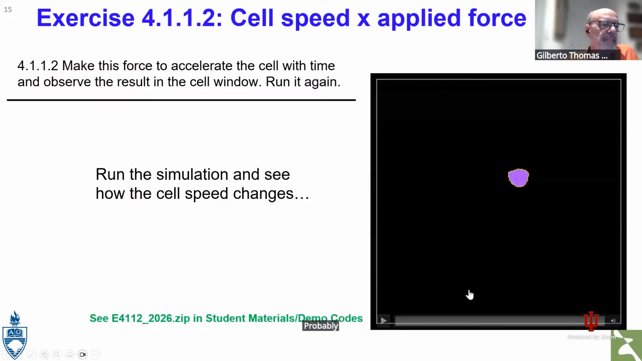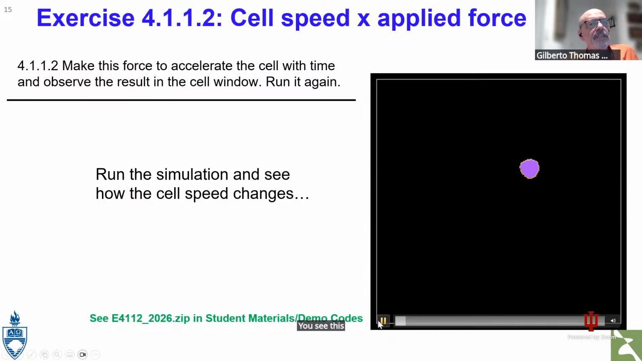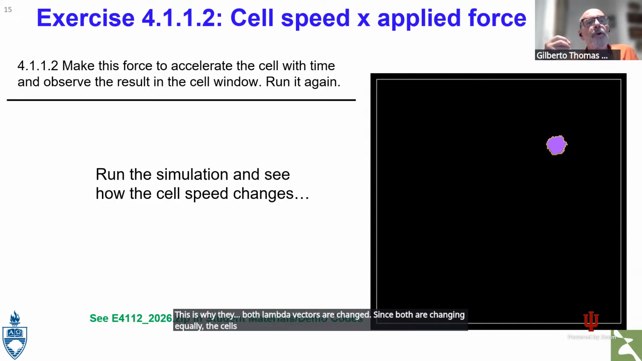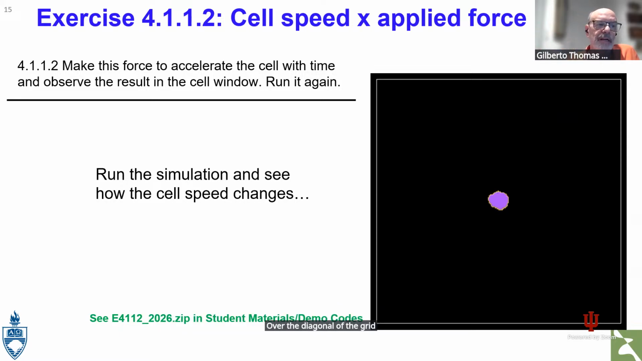Probably you see this. The cell starts slowly, but it accelerates with time. This is why both lambda vec values are changed. Since both are changing equally, the cell continues to move over the diagonal of the grid. Both components are equal. Okay, let's move on.